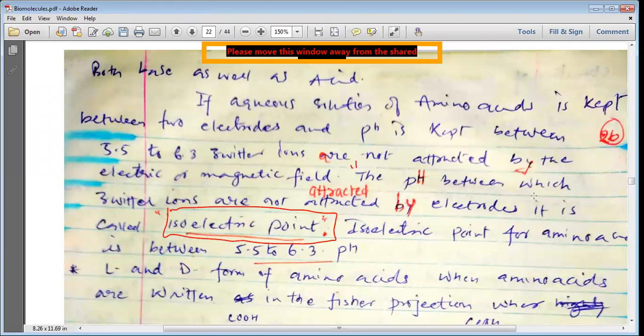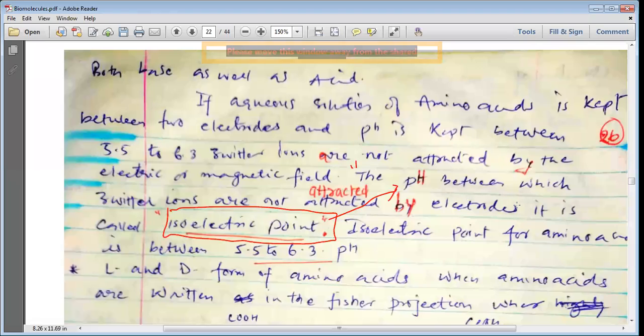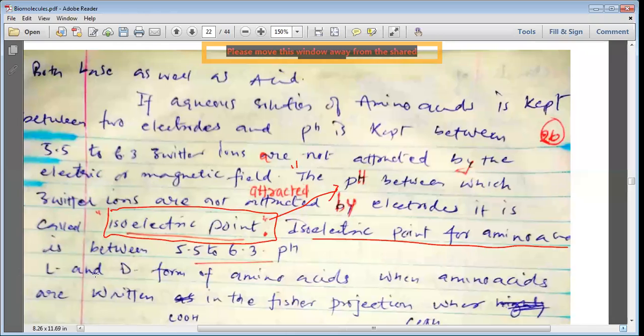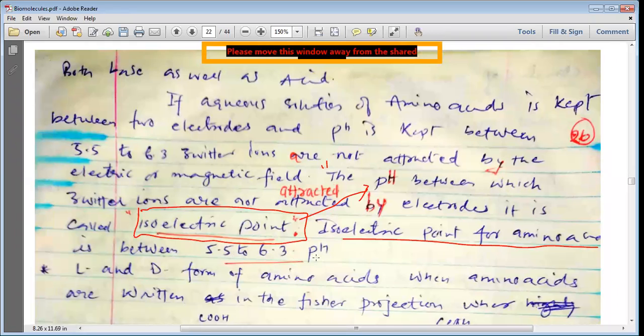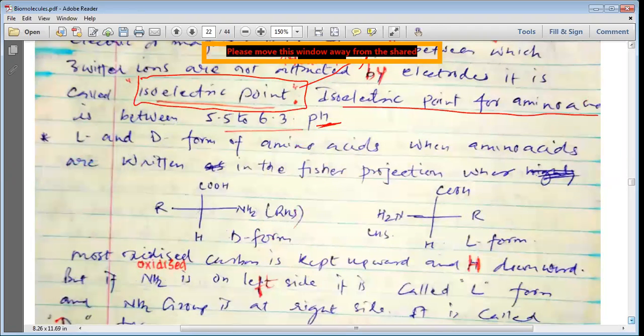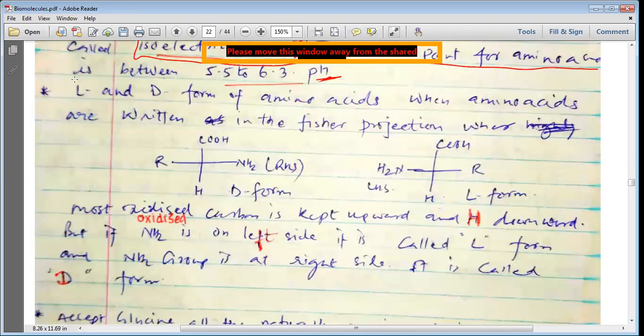The pH between which zwitter ions are not attracted by the electrodes is called the isoelectric point. So the isoelectric point is related to the pH of the solution. The pH between which these zwitter ions are not attracted by the electrode is called the isoelectric point. And the isoelectric point for the amino acid is between 5.5 to 6.3 pH. So the value of the isoelectric point for amino acids is known, and that ranges from 5.5 to 6.3 pH.